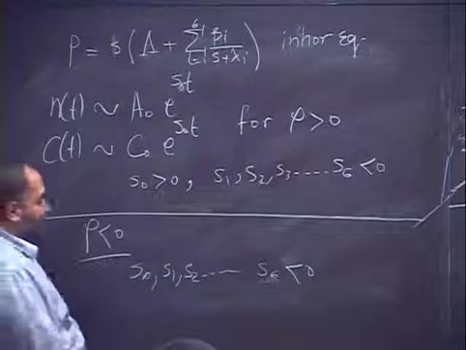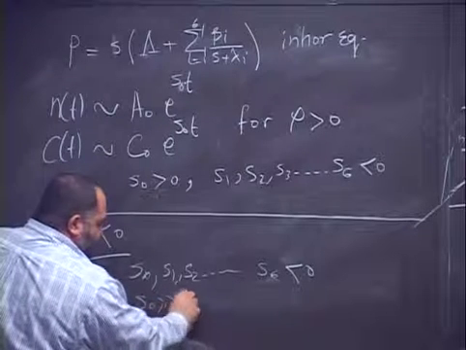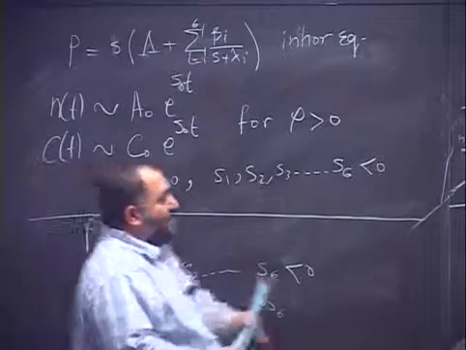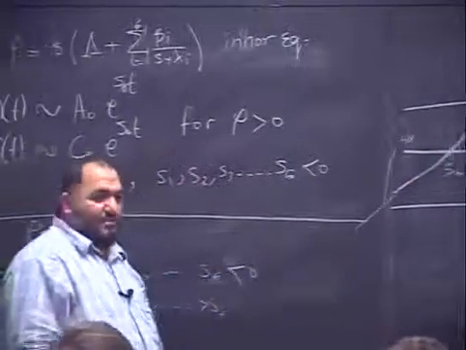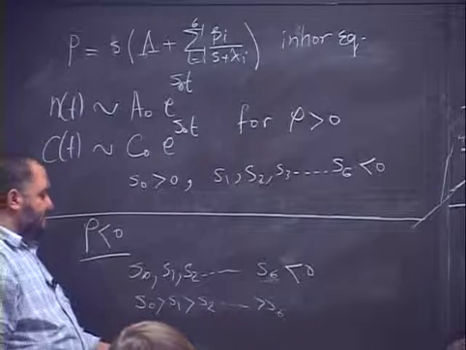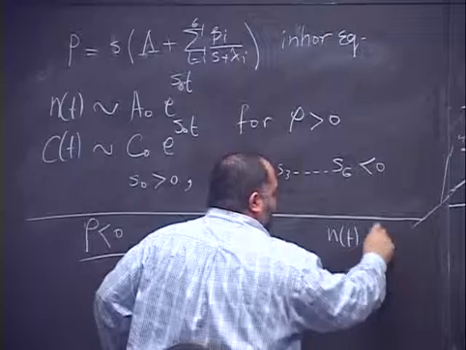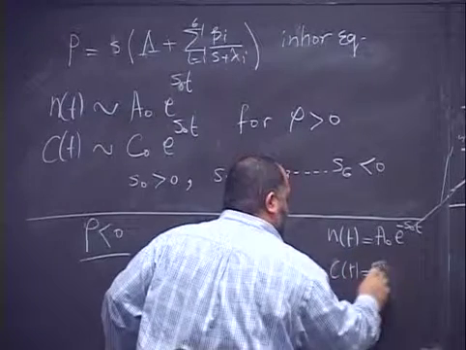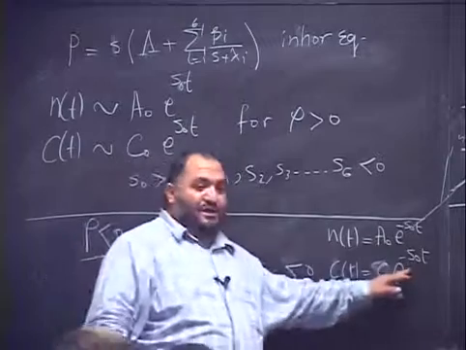Yes? But which one is bigger? S0 is bigger than what? S1 bigger than what? Bigger than S6. Bigger because if this is negative 10 and this is negative 1, negative 1 is bigger than negative 10. I'm not talking about the absolute value. I'm talking about the value of the root. So what will happen here? Again, you will have the same situation, but n of t will be what? A0 e to the power of minus S0 t, and c of t, C0 e to the power of minus S0 t. So what will happen? You will decay with S0 t.